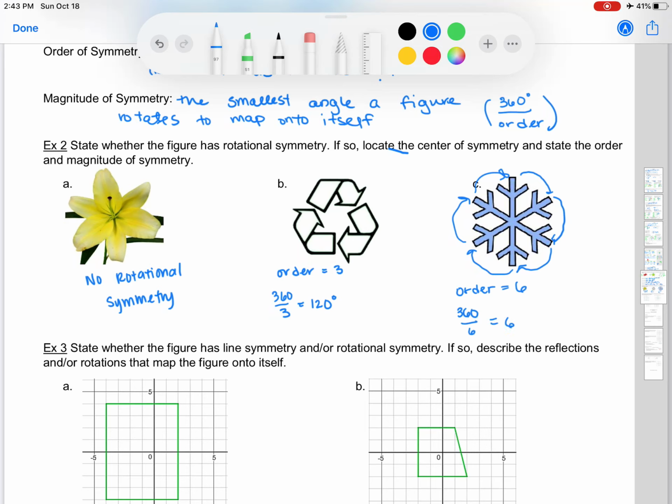So my magnitude in this case, I'm taking 360 divided by 6. This tells me that I have to rotate this 60 degrees before it's the exact same figure again.